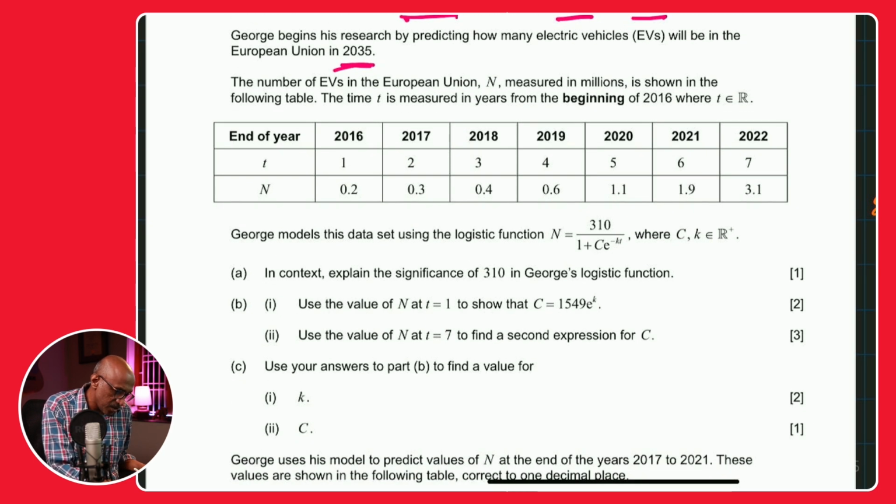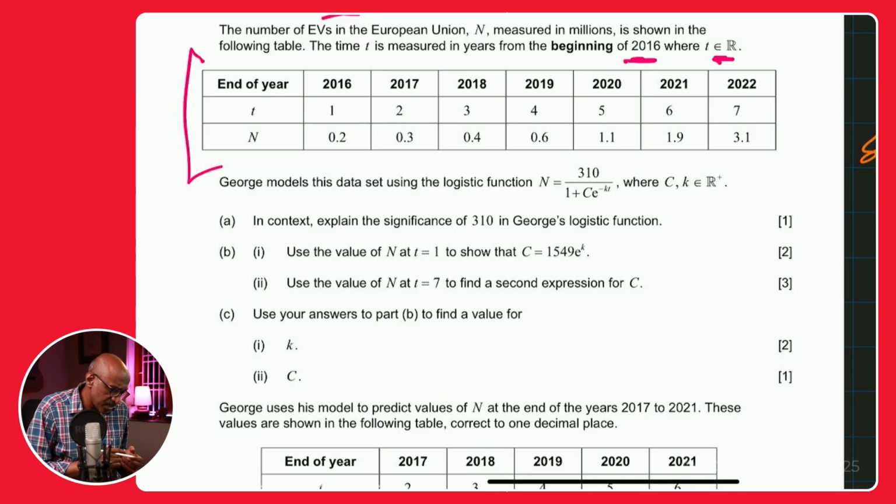The number of electric vehicles in the European Union, N, measured in millions, is shown in the following table. Time t is measured in years from the beginning of 2016. t is a real number. I wonder why they've kept t as a real number but not a natural number. We'll find out later. That's an interesting thing, right? Because measured in years, now when you're talking about years, beginning of 2000, I don't know. We'll find out why, it's a good question to think about.